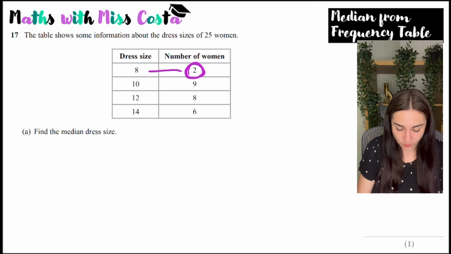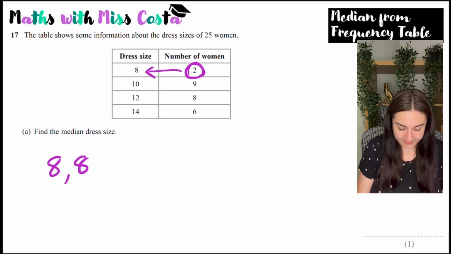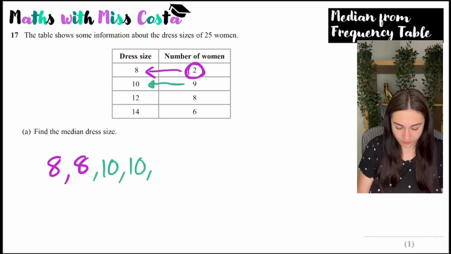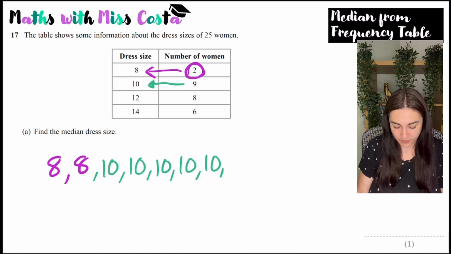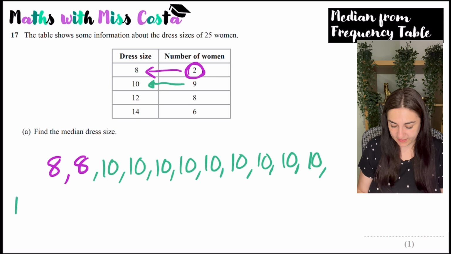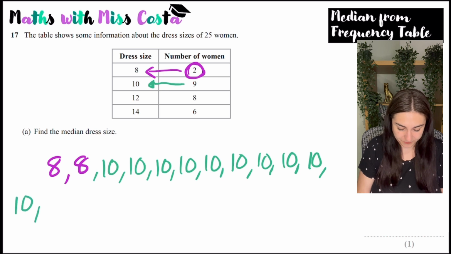So there are 2 women that have a dress size of 8. So I'm going to write 8 and 8 because 2 women have that dress size. Then there are 9 women that have a dress size of 10. So I'm going to write 9 lots of 10. So 1, 2, 3, 4, 5, 6, 7, 8, 9, 10.